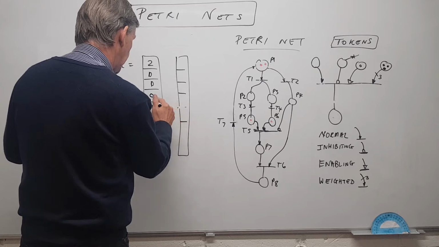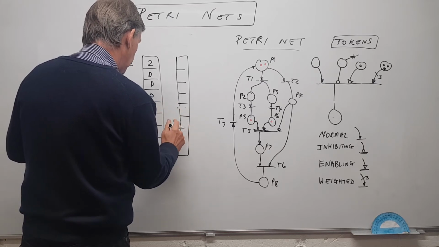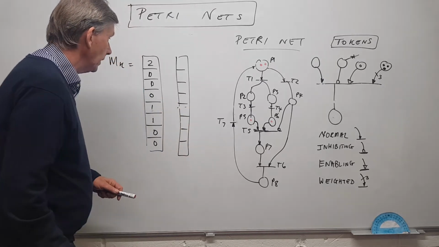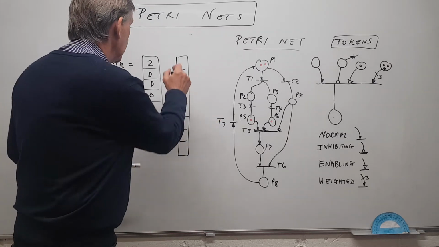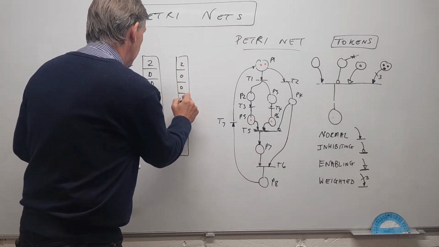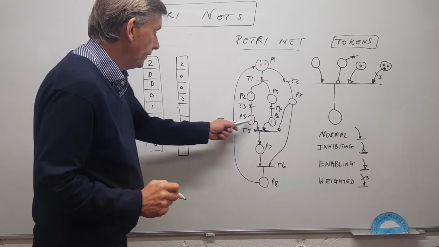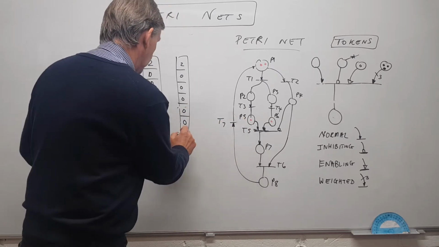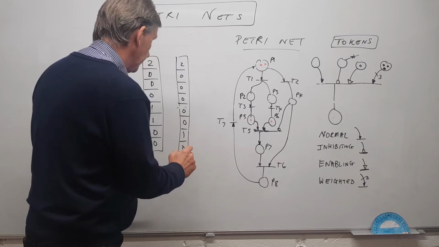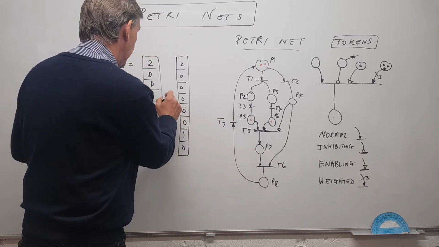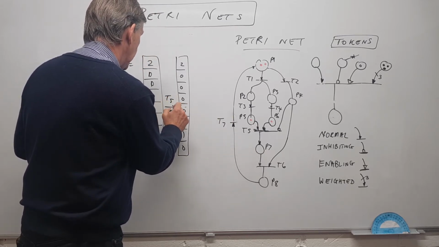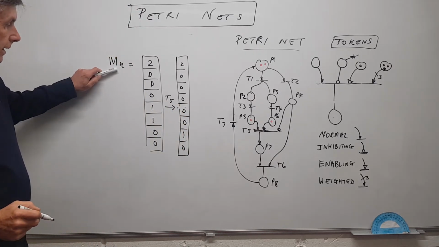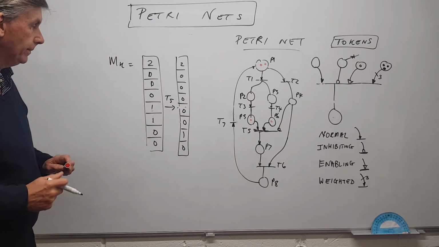I've got this bit outline. So if we fired T5, we still have 2 here. 0, 0, 0. 5 and 6 would go, and 7 would gain 1 and go to there. So this is what we get if we fired T5. T5 would move us from the current marking, fire T5, we get this new marking here.